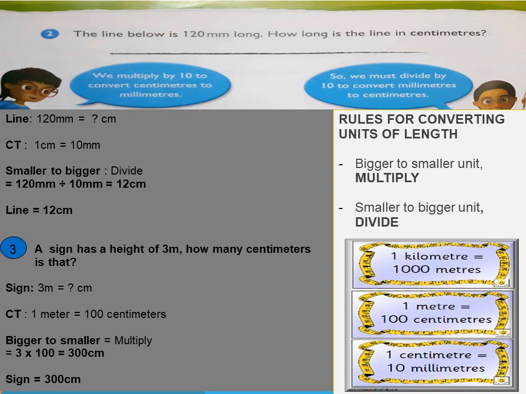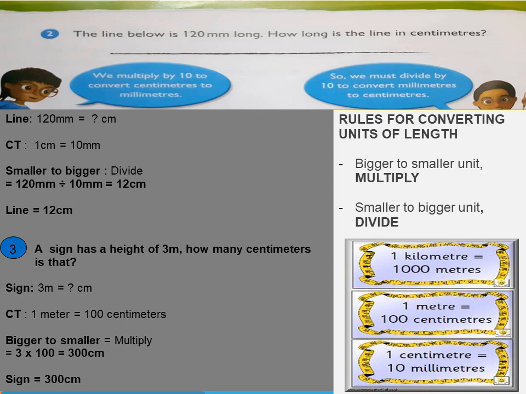What about the third one? It says a sign has a height of 3 meters. How many centimeters is that? What comes to your mind first? We're dealing with meters and centimeters. Let's look again at our conversion table. Meters and centimeters. What do we have in the meter and centimeter? 1 meter equals 100 centimeters.